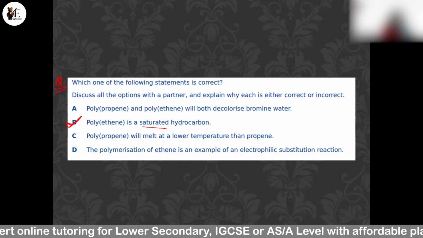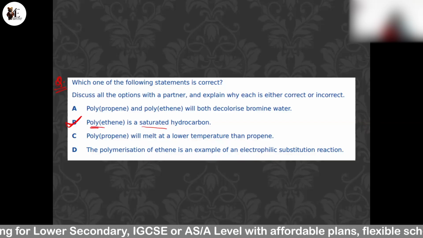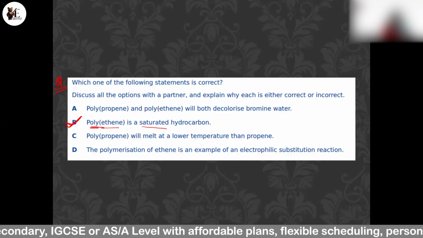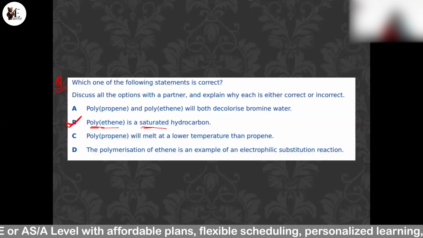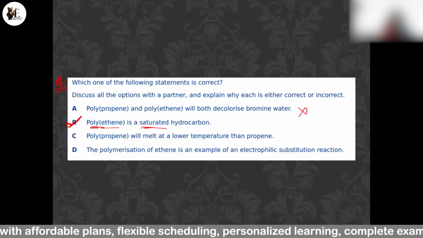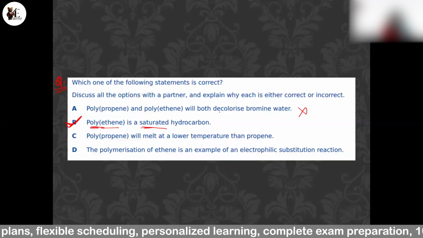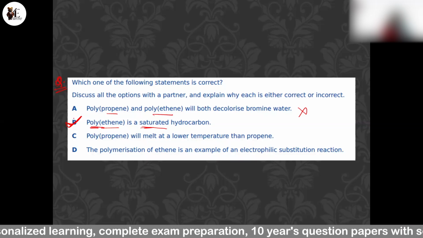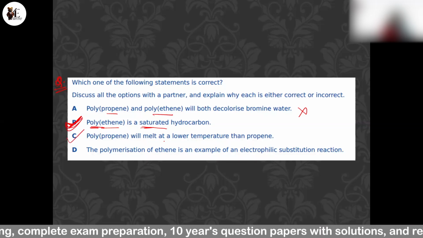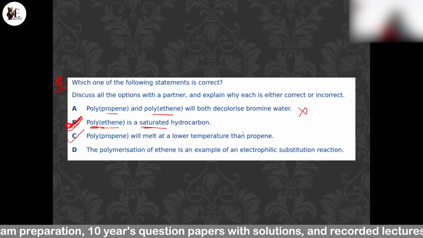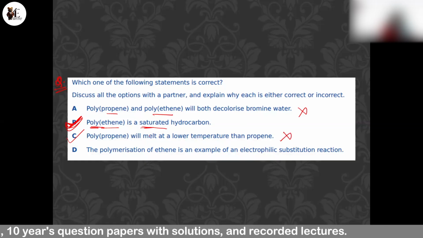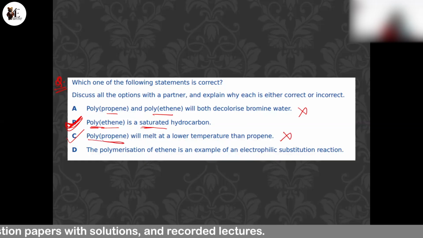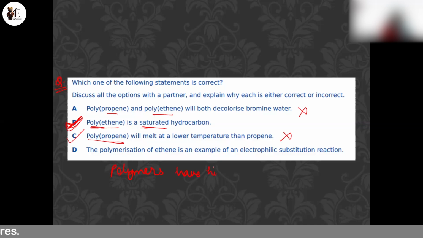Polyethylene is a saturated hydrocarbon because we have just studied that in polyethylene all the double bonds are converted into single bonds, and single bonds make saturated hydrocarbons. The first one is incorrect because only unsaturated hydrocarbons will decolorize bromine water, but polypropylene and polyethylene are saturated hydrocarbons. B is correct. C, polypropylene will melt at a lower temperature than propene, is also an incorrect statement. Why? Because polymers have a higher melting point than their monomers.